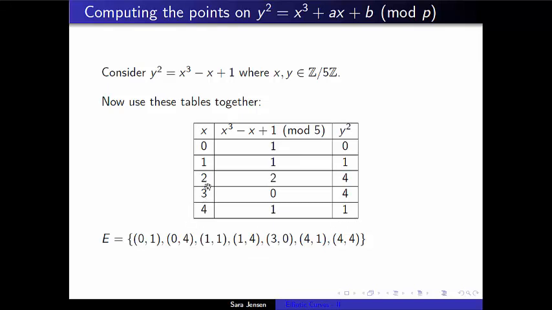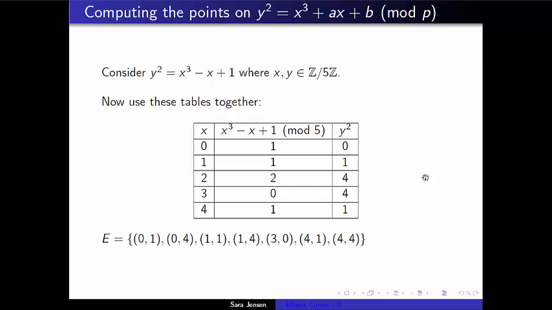Notice that I don't have any points on the elliptic curve with an x value of 2, because when I plug 2 into the right-hand side of the equation here, the output that I get for x cubed minus x plus 1 is 2, but there aren't any y values that square to 2. And so there's nothing I could put in the second coordinate if I had a 2 in the first coordinate, and so I omit this as a possible x value altogether.